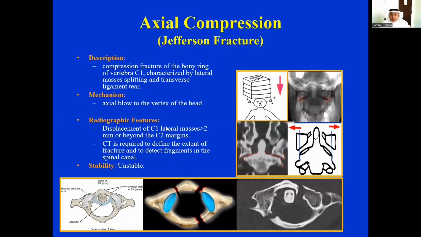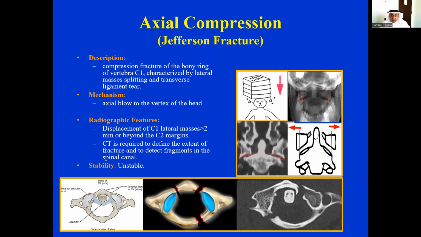Moving to axial loading, it results in compression fracture. At the C1 level, it is known as Jefferson fracture. As you load on the vertex, the load is transmitted through the occipital condyles to the lateral masses of C1, pushing them laterally, displacing them, and disrupting the anterior and the posterior arch, resulting in fractures.